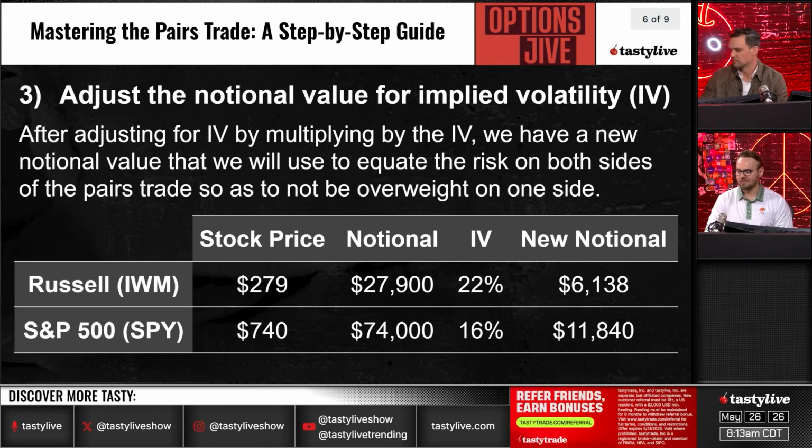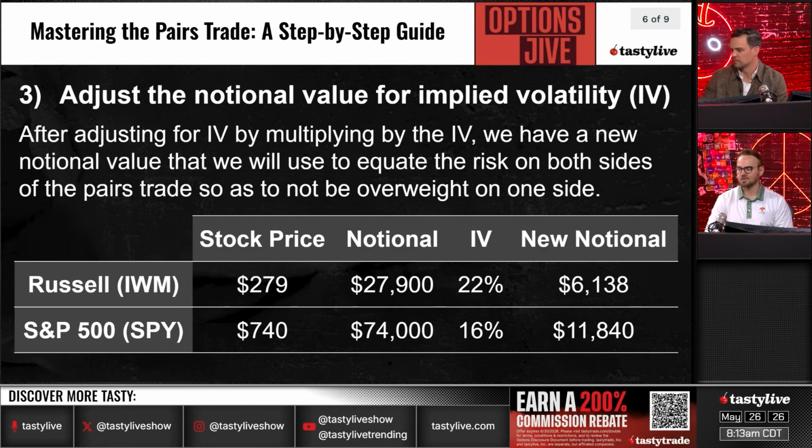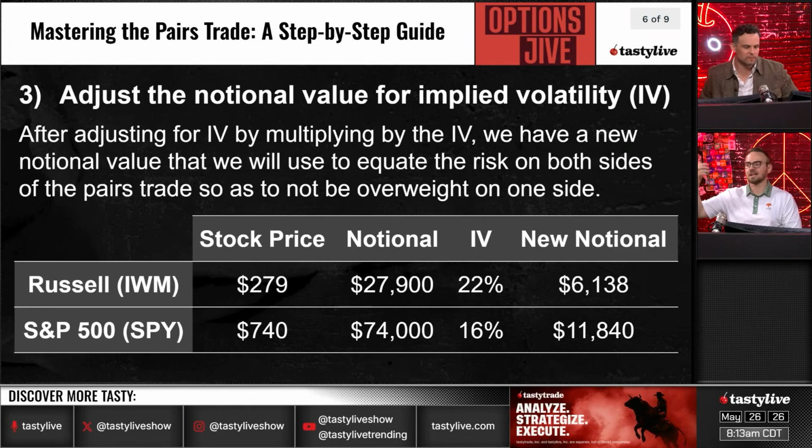After adjusting for IV by multiplying by the IV, we have a new notional value that we will use to equate the risk on both sides of the pairs trade, so we are not overweight on one side. And again, you're really just trying to match these up as evenly as possible to really play into the pairs trade itself, right? Because you can be trading a binary event or something like that, but if you've got an option that's 360 days out, it's very different than trading that really isolated binary event in the 1 day or the weekly. So same story here.